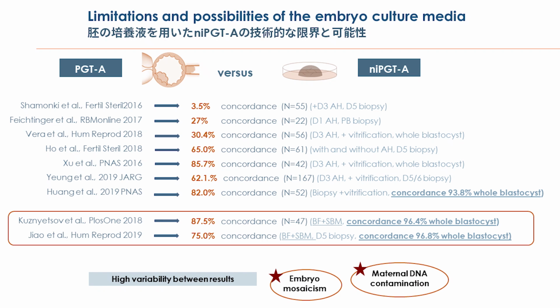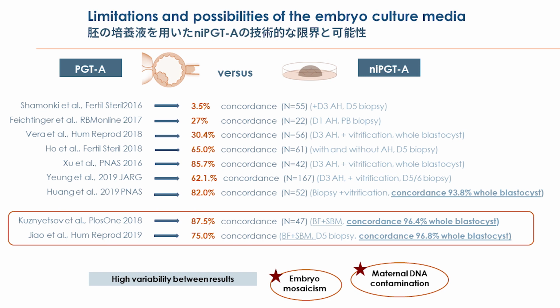So maybe the media is getting DNA from the full blastocyst and not only from an area of the blastocyst. And these 2 other studies had very similar results. The concordance rate with the trophectoderm biopsy was 87%, and with the full blastocyst, 96 or 96.8. So there are now 3 studies saying that maybe the media is more representative than the trophectoderm biopsy related to the whole chromosomal status of the embryo.